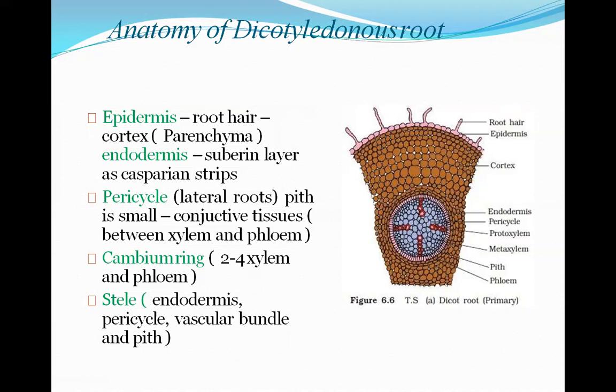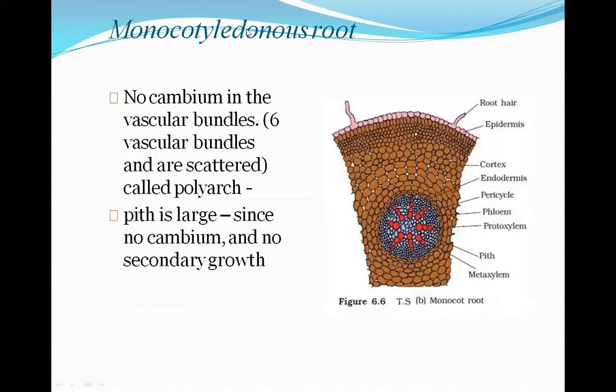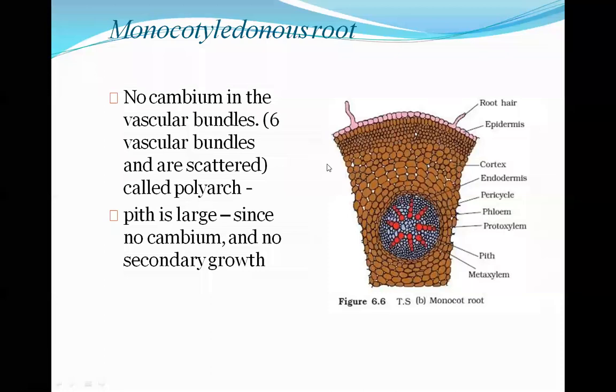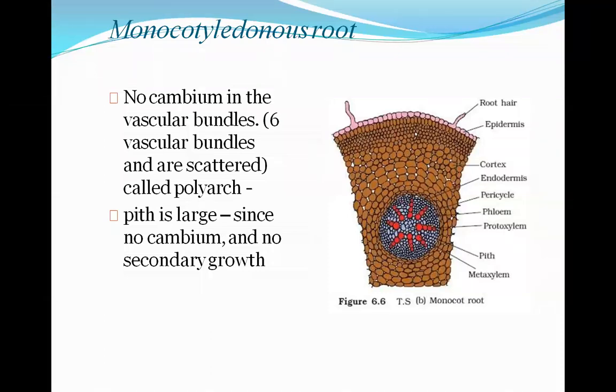So this is about the transverse section of the dicot root, and this is seen in the primary roots. Next, when we are talking about the monocotyledonous root, it is almost the same, but there are a few changes which are observed in the monocot root.